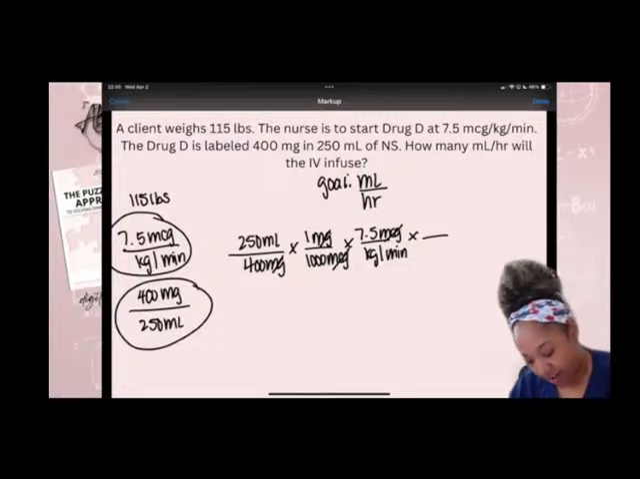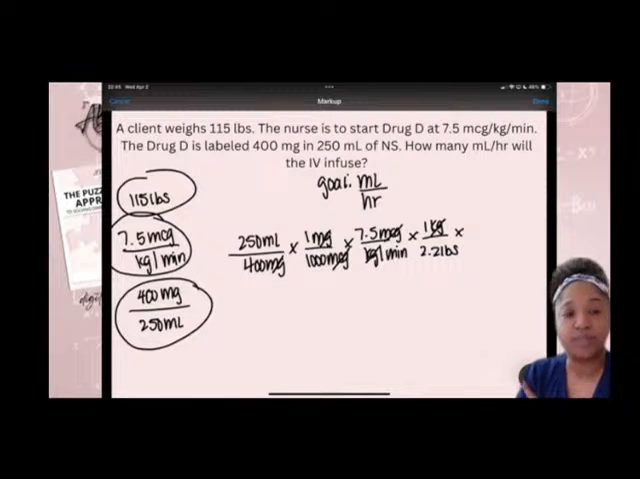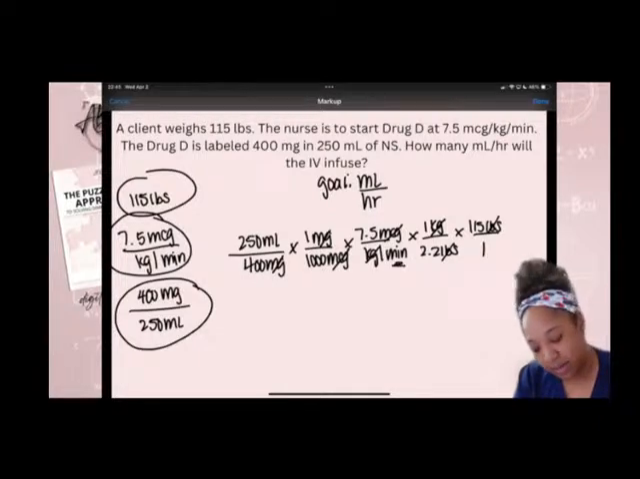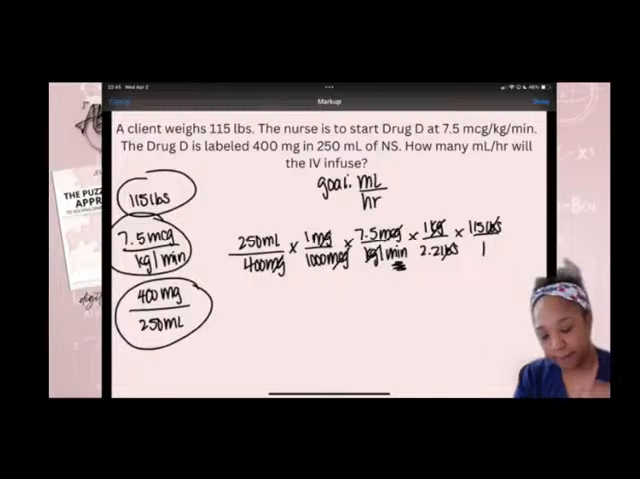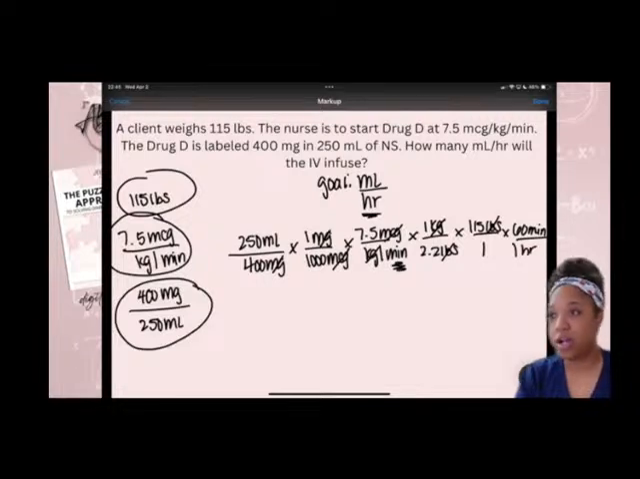So I have my weight in pounds. 1 kilogram equals 2.2 pounds. You see that? I'm not picking up the calculator until I'm absolutely done with my puzzle. One computation, that's all it takes. 115 pounds, it's by itself. Now, my last puzzle piece, I have minute on the bottom. I need hour on the bottom. I know that there are 60 minutes in 1 hour. Now everything is gone, and you can do your multiplication and division.